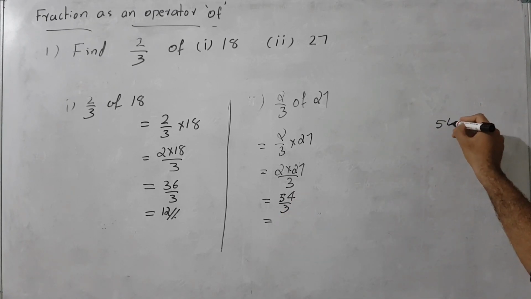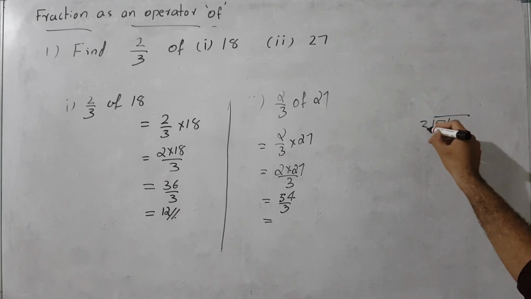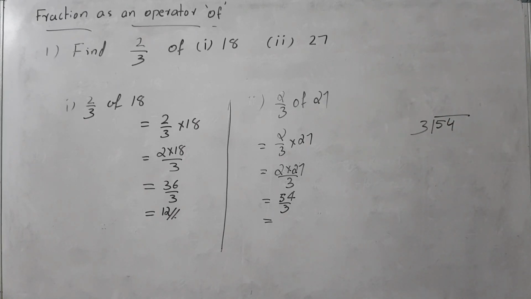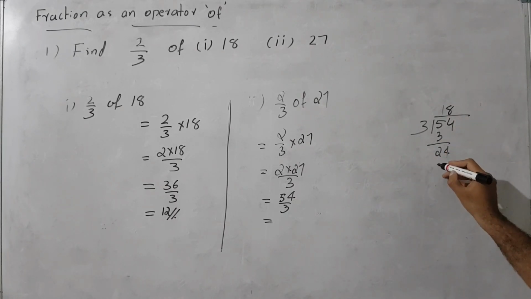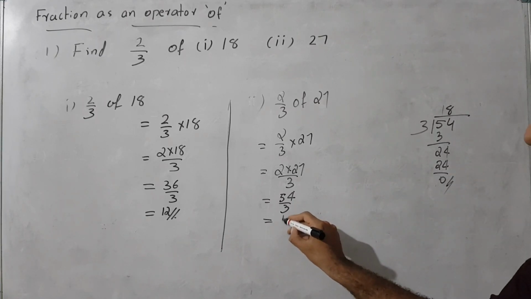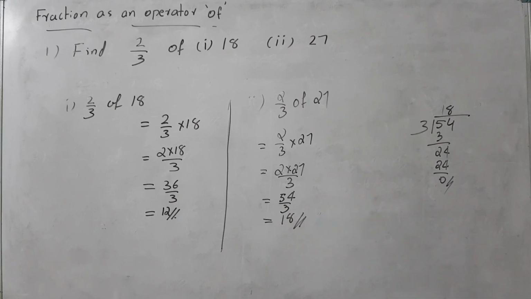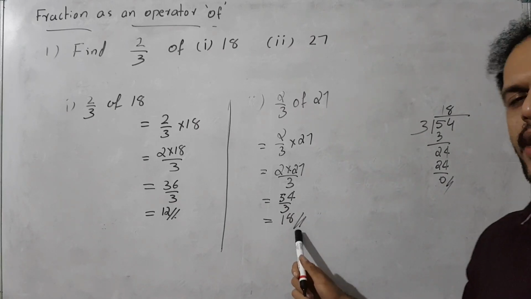54 divided by 3. What is 54 divided by 3? How many times does 3 go into 5? 1 time. Then 2. 4: how many times? 8 times. 8 times 3 is 24. 0. Correct? Then what is the answer? The answer is 18. So 2/3 of 27 is 18.